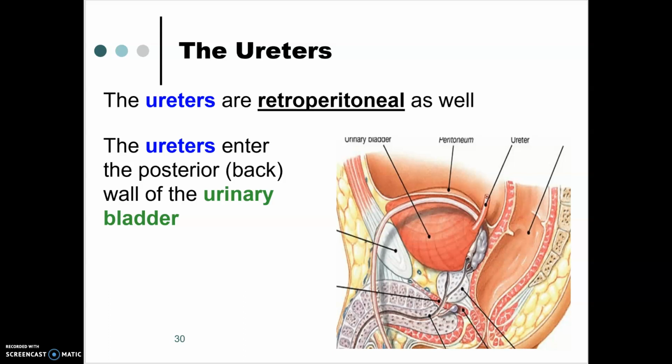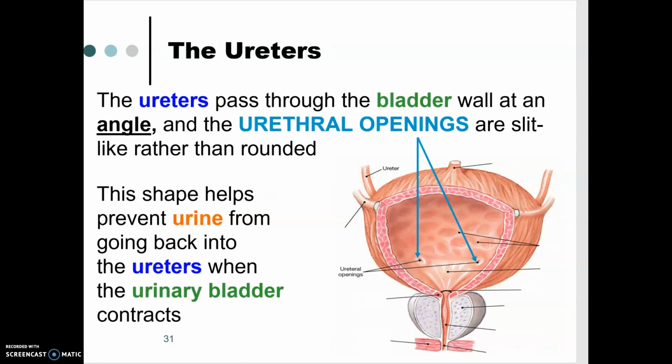Just like the kidneys, the ureters are going to be retroperitoneal, and the ureters will enter into the posterior or the back wall of the urinary bladder. And there's a couple of reasons why that happens. And let's have a look at the next slide.